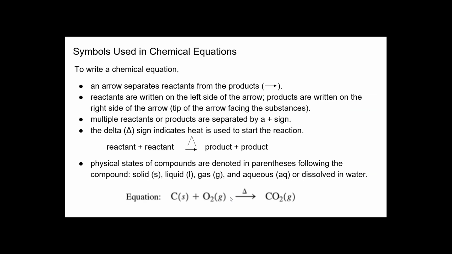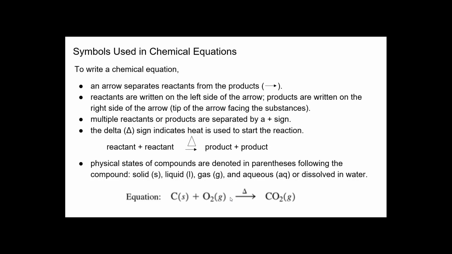Okay, so symbols to write an equation. An arrow separates the reactants from the products. Reactants are written on the left side of the arrow. Products are written on the right with the tip facing those substances. Multiple reactants or products are separated by a plus sign, kind of like a comma. The delta sign indicates heat is used, but again, we could be dealing with a lot of reactions where heat is generated or used, and we don't have the triangle there. But in some cases you'll see it. Some books do, some books don't.